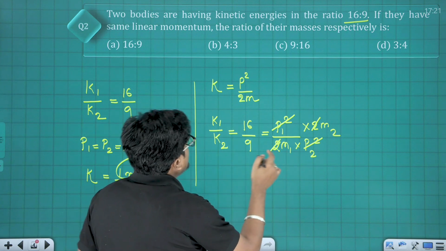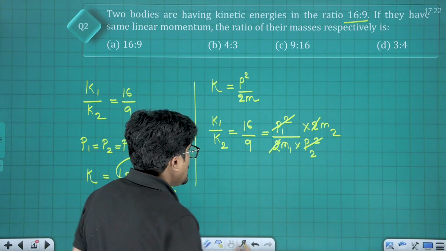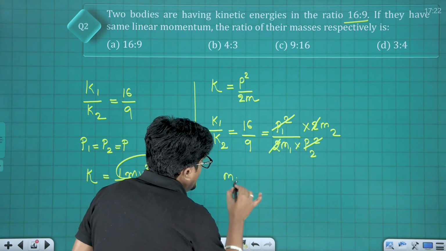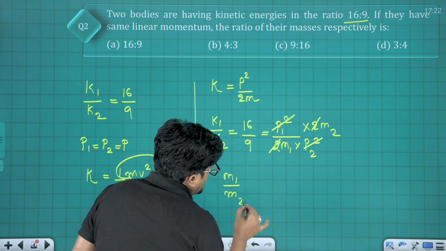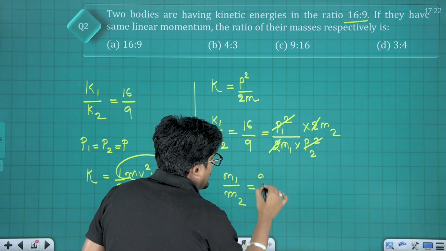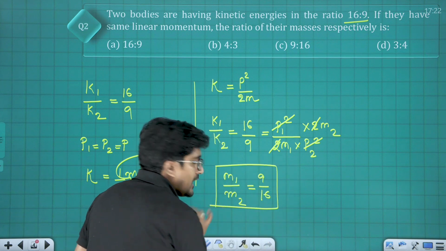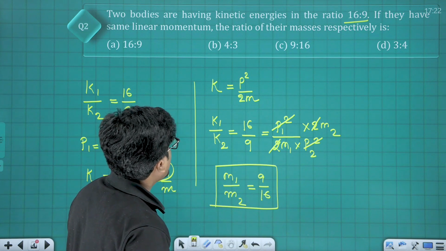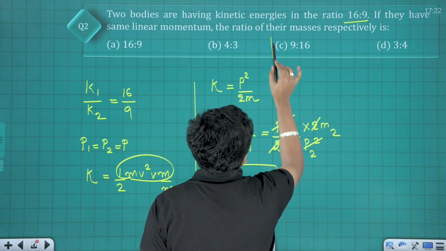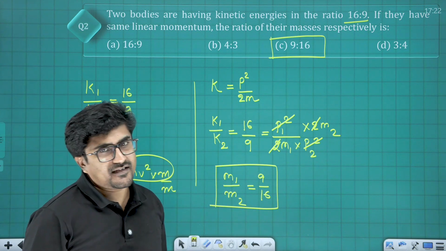Now we need the ratio of their masses. That means we need M1 by M2. So finally I can say that M1 by M2 is 9 by 16. So if I compare my answer with the options, C must be the correct answer.